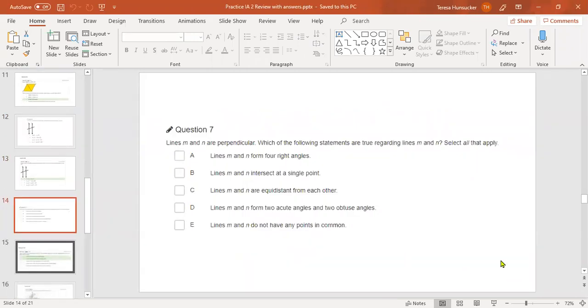All right, lines M and N are perpendicular. Which of the following statements are true regarding lines M and N? So let's draw lines M and N and make them appear to be perpendicular.